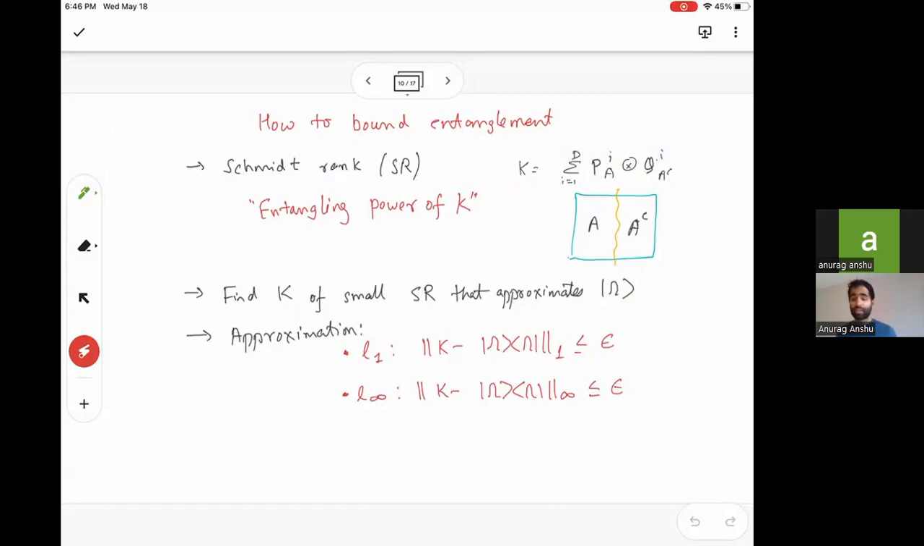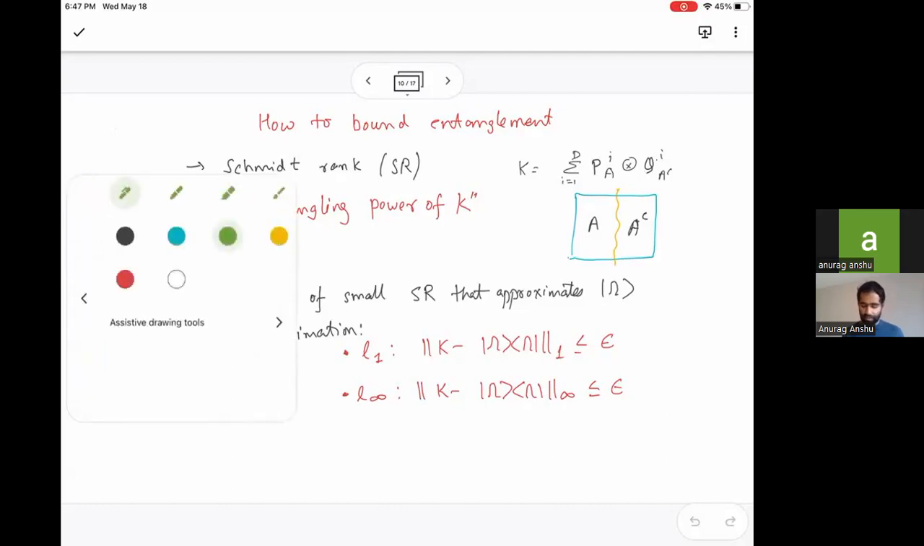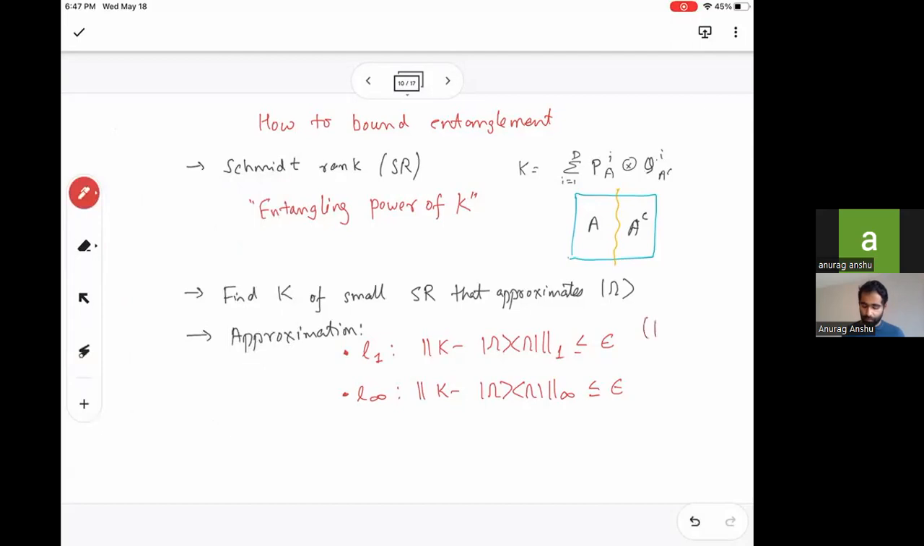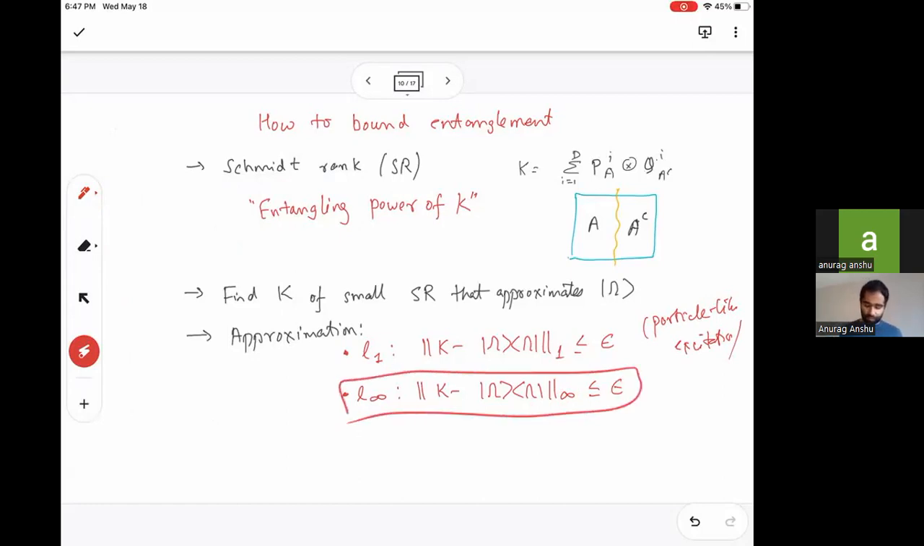There are two kinds of approximation that you could imagine. One is the L1 approximation, where K approximates the ground state in L1 distance. But this is usually not very general, and it only works under the assumption of particle-like excitation. If you are looking for a more general assumption, then we have to relax the notion of approximation, make it much weaker, and ask for L infinity approximation, where the operator K approximates the ground state with L infinity distance epsilon. That's the assumption that we'll work with.